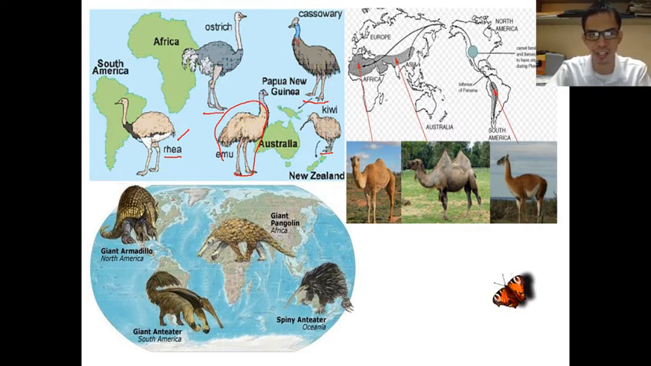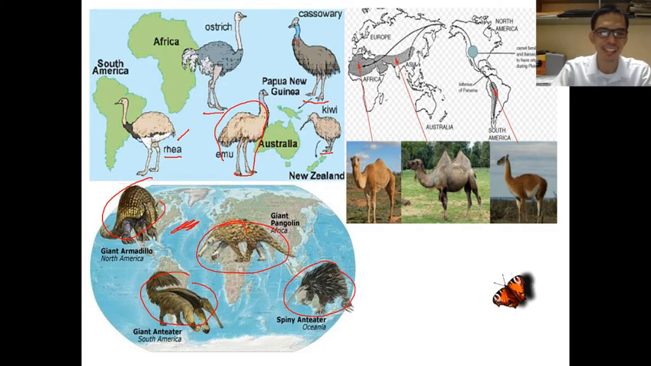That's the question here. Next one, we have some anteaters over here. As you can see, they are all anteaters, but they look different in terms of physical appearance, and they are distributed all throughout the continents. In Oceania, there's a spiny anteater, there's a giant pangolin in Africa, a giant anteater in South America, and an armadillo in North America. Why do they have the same characteristics but differ in physical appearance?